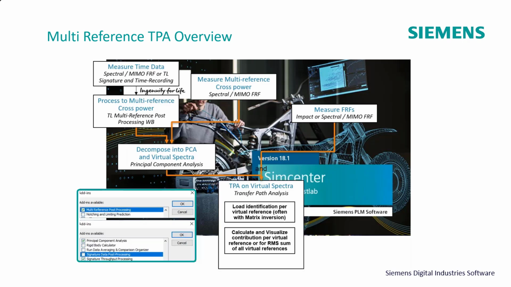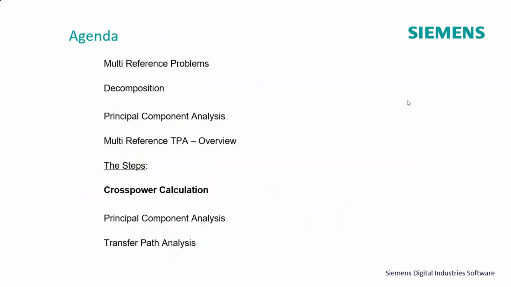So a couple add-ins we need. We need the multi-reference post-processing add-in to calculate multi-reference cross powers, and we need the throughput processing add-in to calculate those cross powers. Once we have those multi-reference cross powers, we need the principal component analysis add-in to calculate the principal components and the virtual spectra. Okay, so a little bit more complicated than traditional TPA. Got some math to do or massaging of the data to do before we can begin the TPA study. So now I'm going to show the steps, and then after I go through the steps, we'll go through the software and I'll show you how it's done.